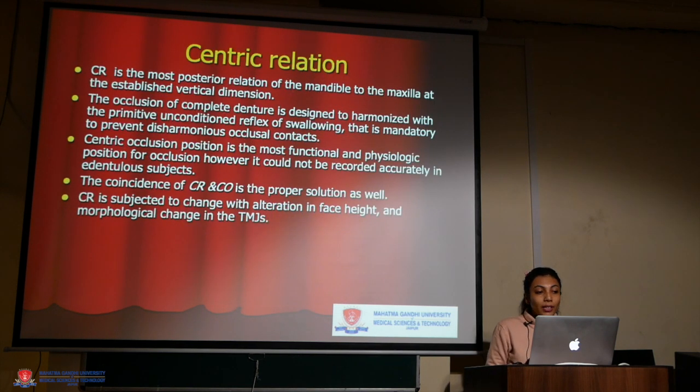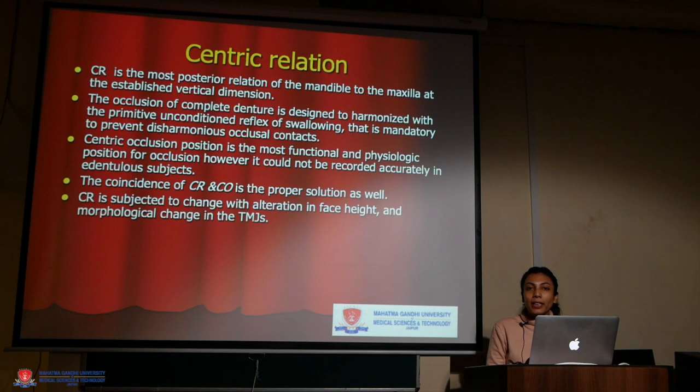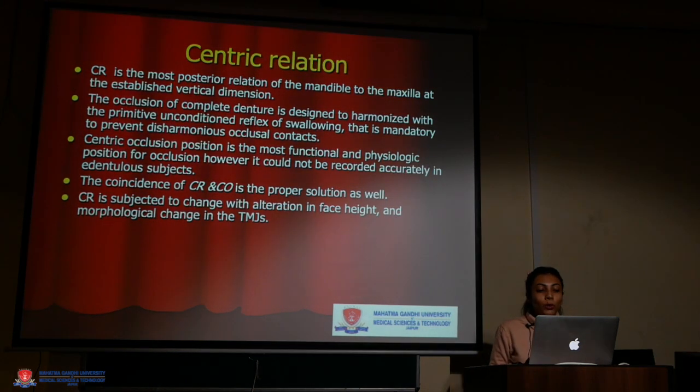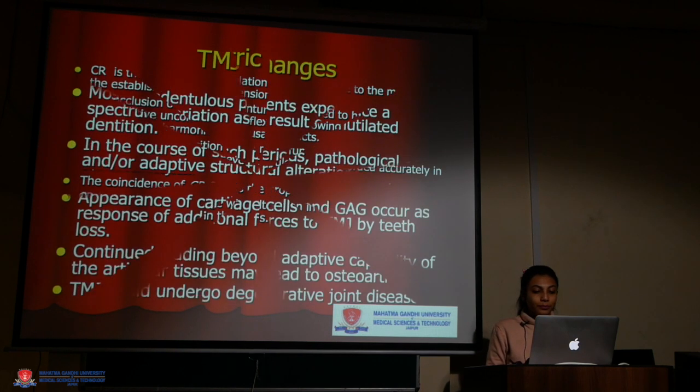Centric relation. Centric relation is the most posterior relation of the mandible to the maxilla at the established vertical dimension. The occlusion of a complete denture is designed to harmonize with the primitive unconditioned reflex of swallowing, which is mandatory to prevent disharmonious occlusal contacts. Centric occlusion position is the most functional and physiological position of occlusion. However, it cannot be recorded accurately in edentulous subjects. The coincidence of centric relation and centric occlusion is the proper solution as well. Centric relation is subject to change with alteration in face height and morphological changes in the TMJ.